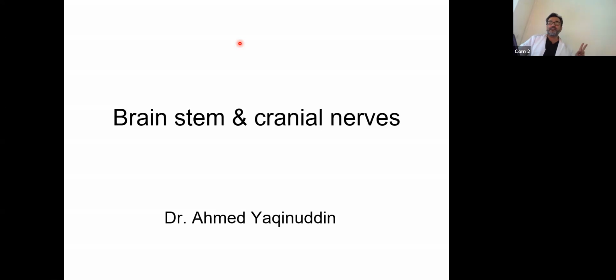The second important thing is that the gray matter in the brainstem has the location of the cranial nerve nuclei from cranial nerve 3 to 12. The first and the second cranial nerve, olfactory and optic, do not have cranial nerve nuclei within the brainstem.